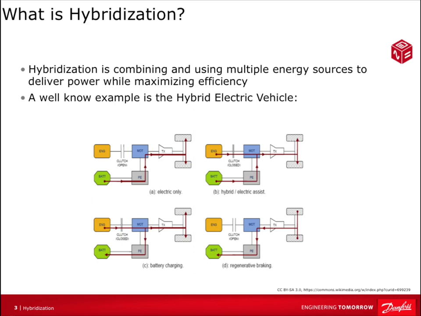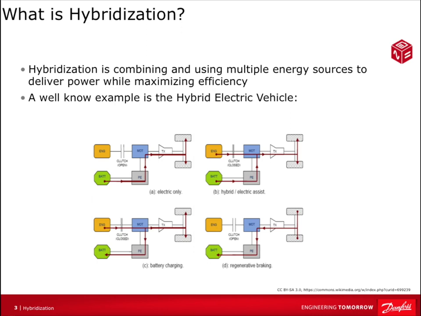In a hybrid electric vehicle, there are two energy sources, gasoline and electricity. The gasoline is converted into mechanical energy through the combustion engine. The electricity is stored in a battery and converted to mechanical energy through power electronics and an electric motor. The two are then combined together through the mechanics in the vehicle to propel it.